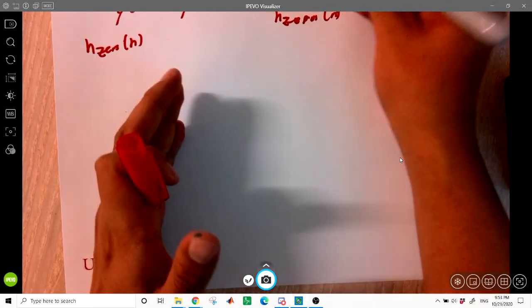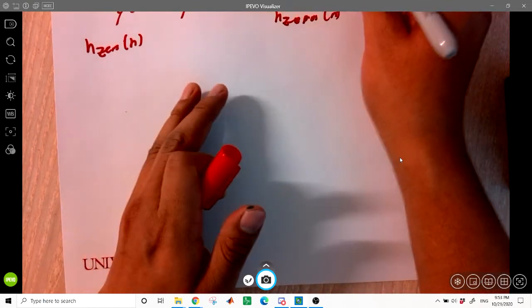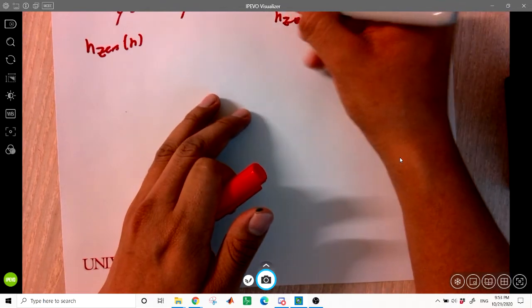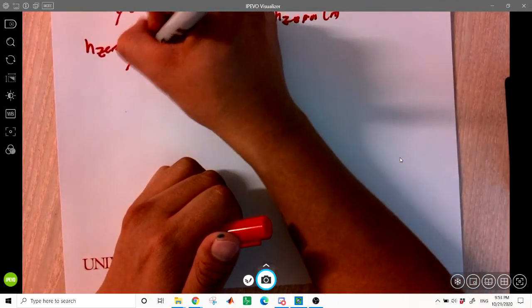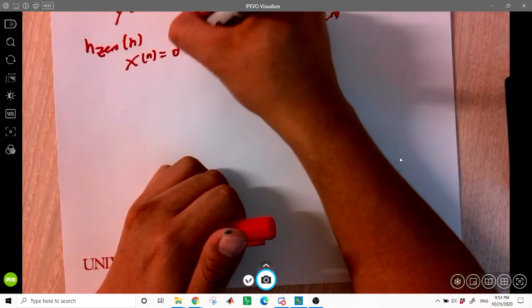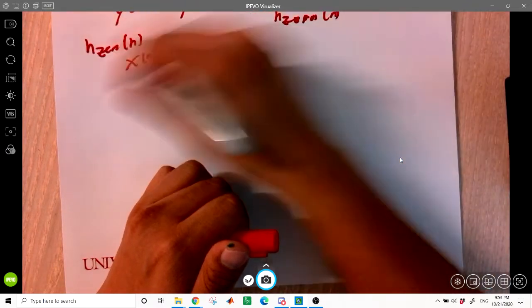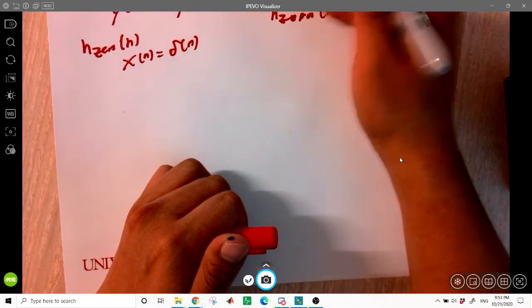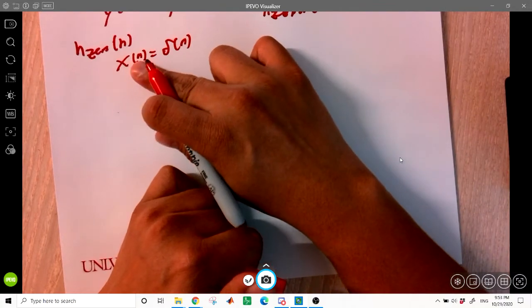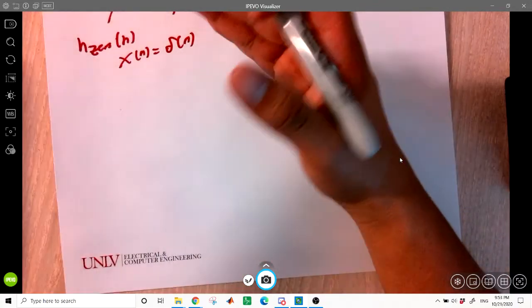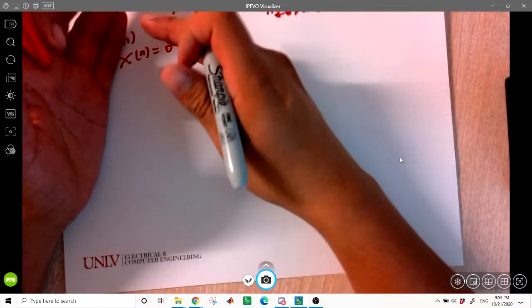This is a really simple concept. I don't know if you've remembered from the lectures. This is literally, you just replace x of n with the delta. So all you got to do for this part is just replace all your x's with your delta, or sorry, not direct delta, your Kronecker delta, your delta function.